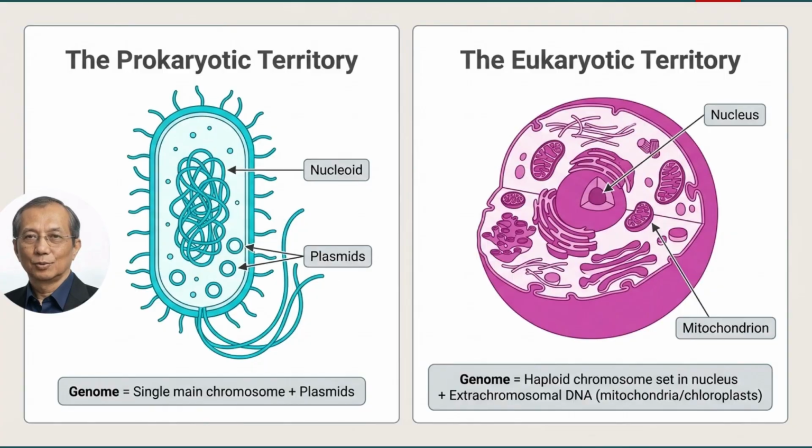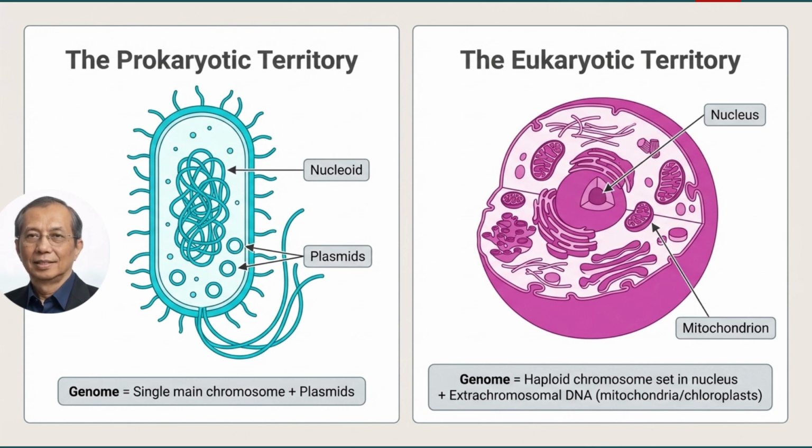Let's begin by distinguishing between the two fundamental types of cellular life, prokaryotes and eukaryotes. In the prokaryotic territory, such as bacteria, the genome typically consists of a single main circular chromosome located in a region called the nucleoid, often supplemented by smaller, circular DNA molecules known as plasmids.